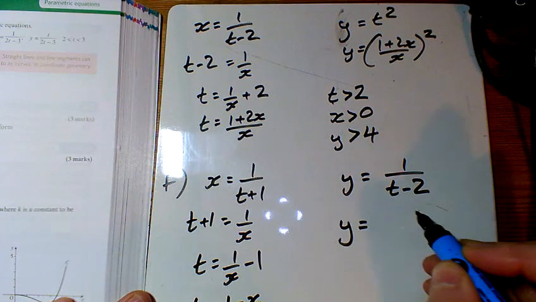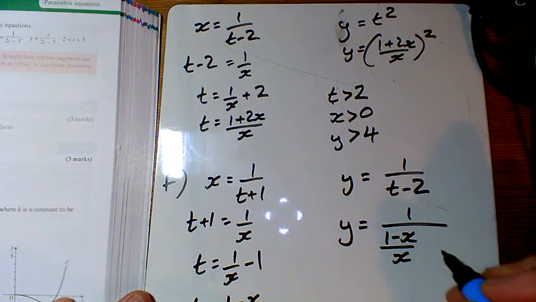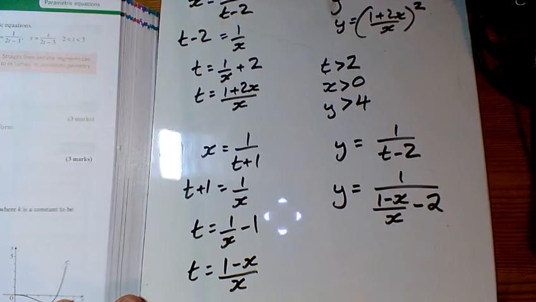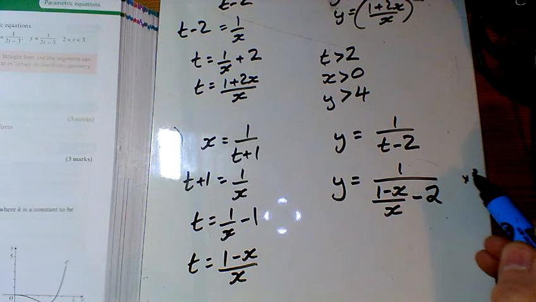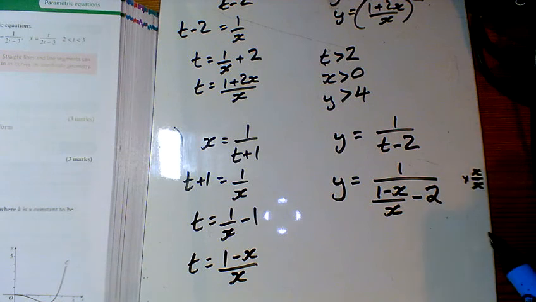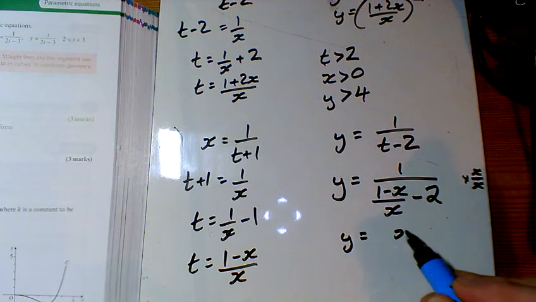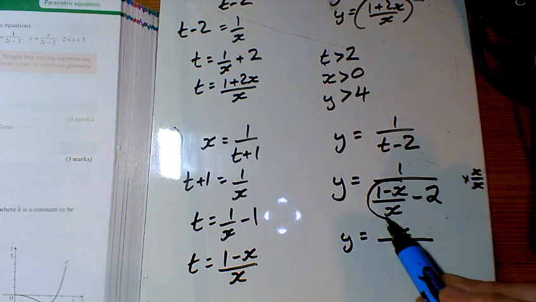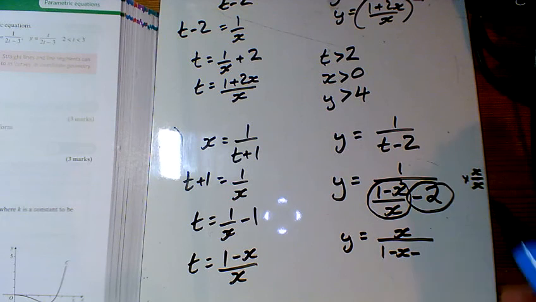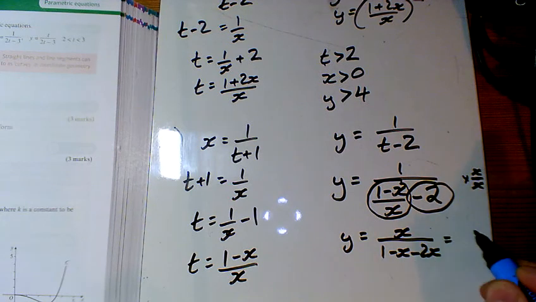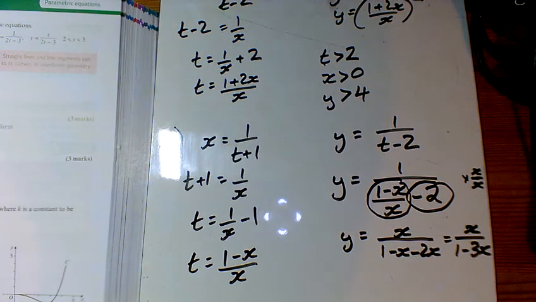So we've got 1 over this one here, 1 minus x over x minus 2. Multi-layered fractions. So what we're going to do to make this nicer is we're going to times top and bottom by x over x. We're allowed to do that because that's equal to 1. And so the top becomes x. This bit here, when we times it by x, is 1 minus x. And this bit here, when we times it by x, is 2x. So my answer here is x over 1 minus 3x on the bottom.